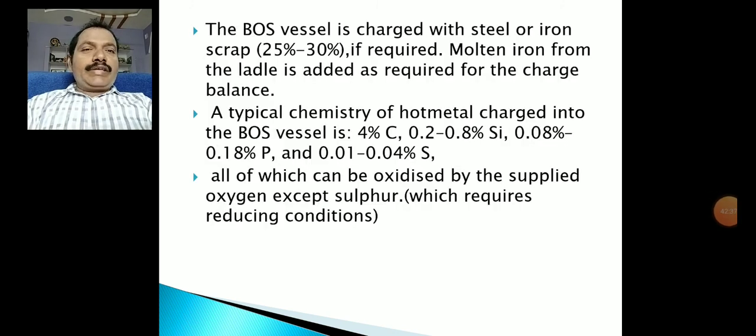So the BOS vessel is charged with steel or iron scrap. If required, molten iron from the ladle is added as required for the charge balance. So that means the iron scrap or steel scrap.